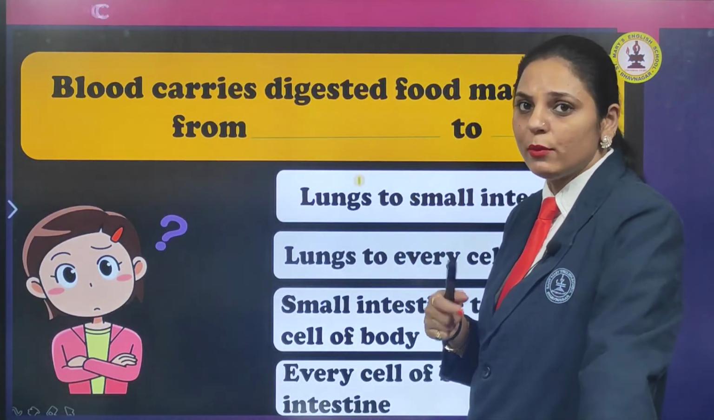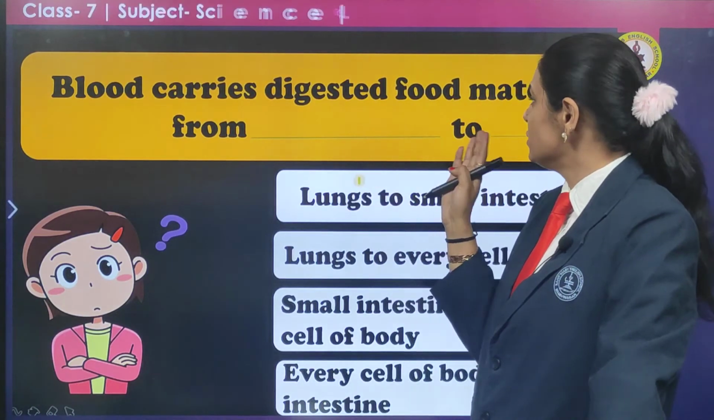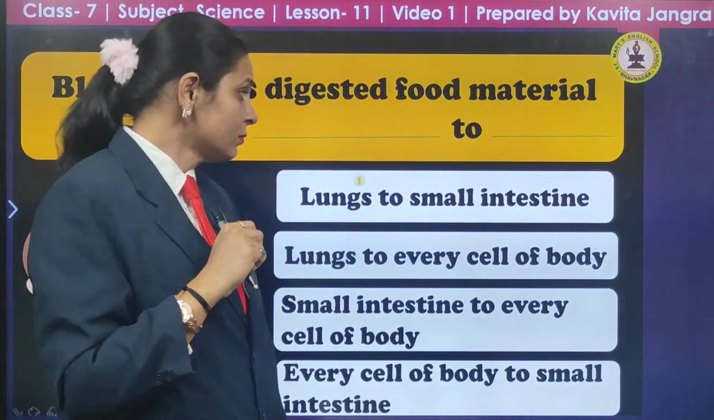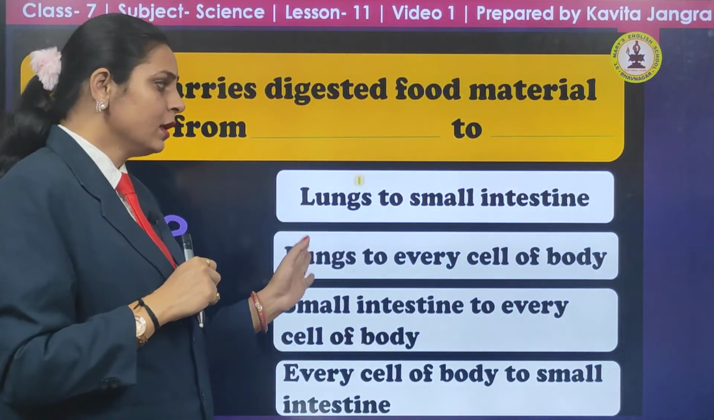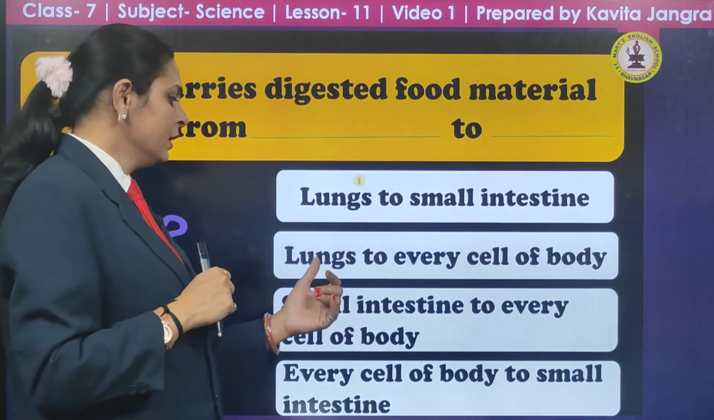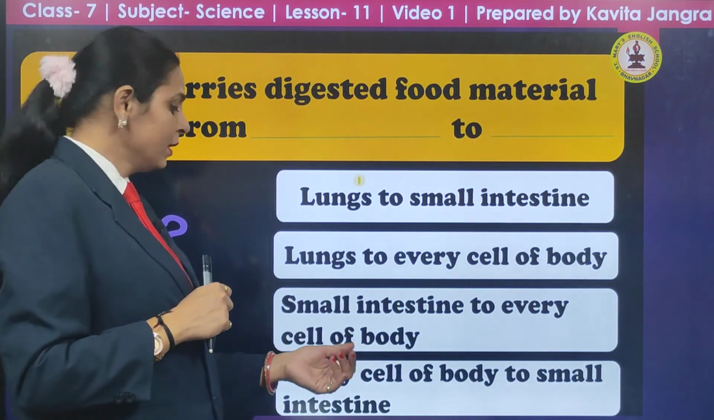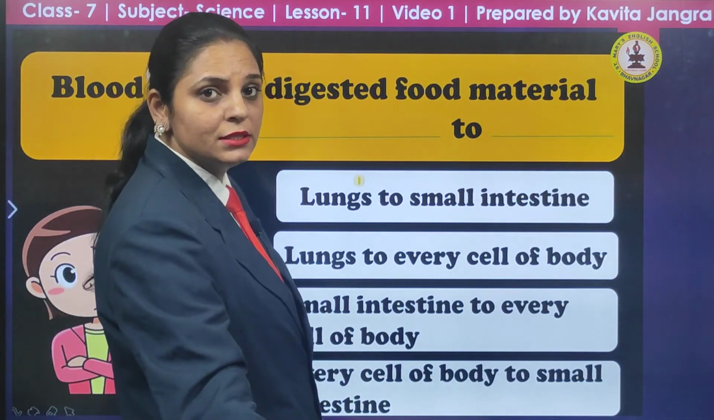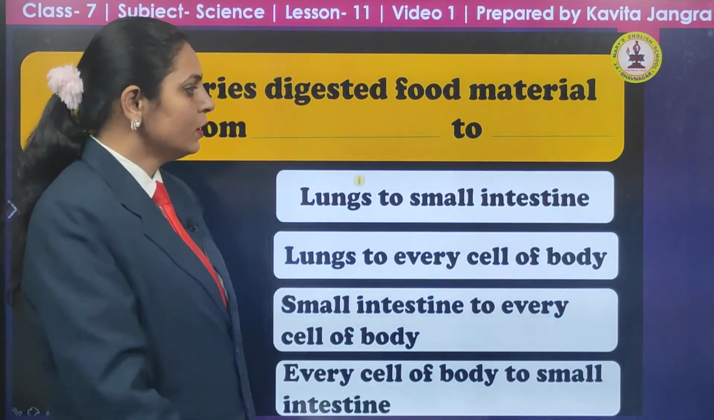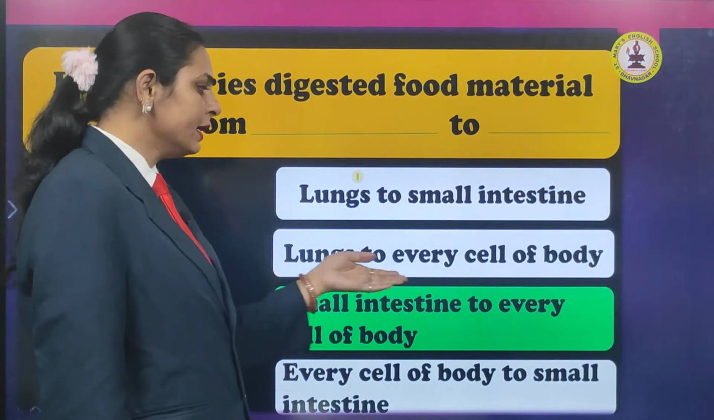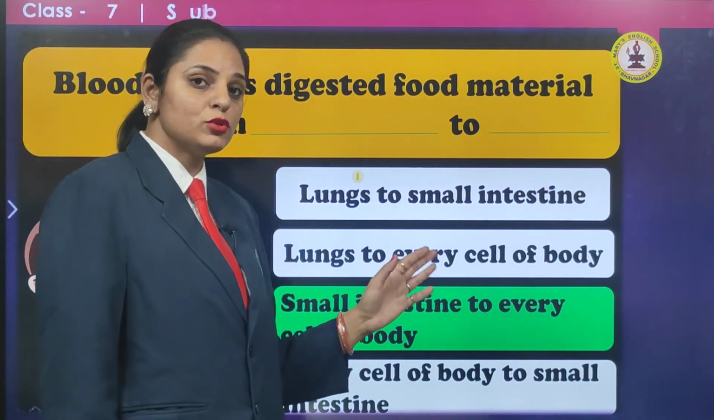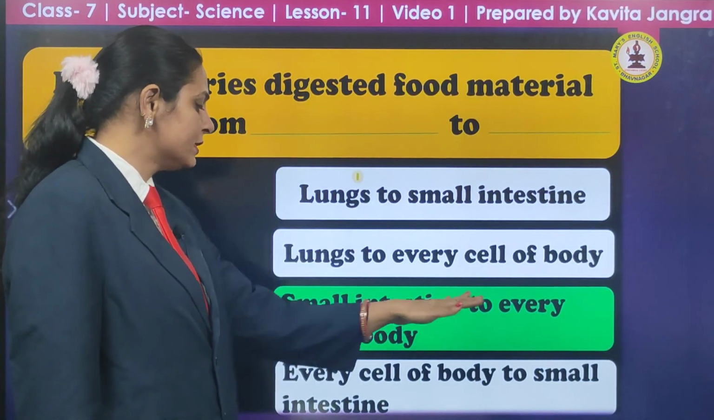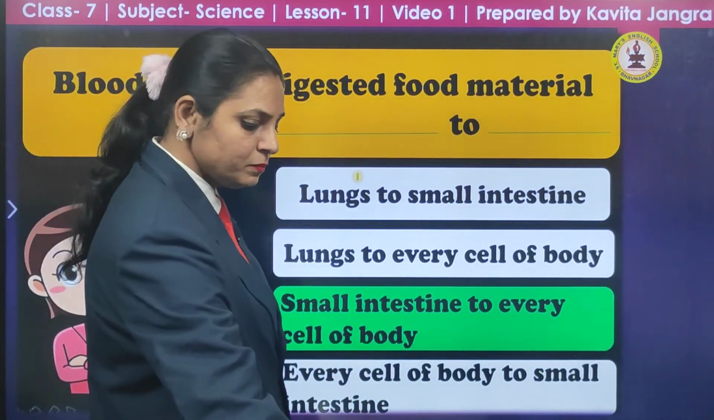Before we go ahead, I have a question for you: blood carries digested food material from dash to dash. So what will be the answer? It is from lungs to small intestine, lungs to every cell of the body, small intestine to every cell of the body, or every cell of the body to the small intestine. So what will be the answer? Just think. Yes. Now see what it is. It is the small intestine, as I just explained. The digested food material is carried from the small intestine to every cell of the body.